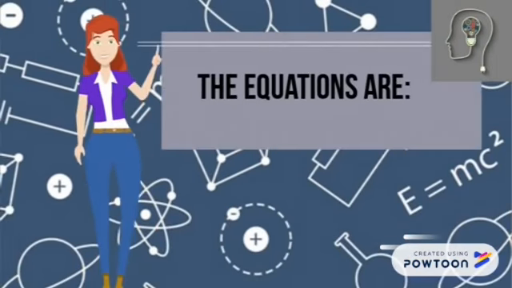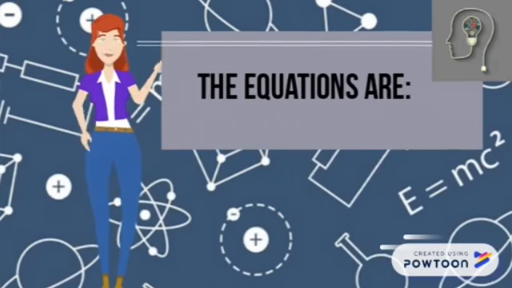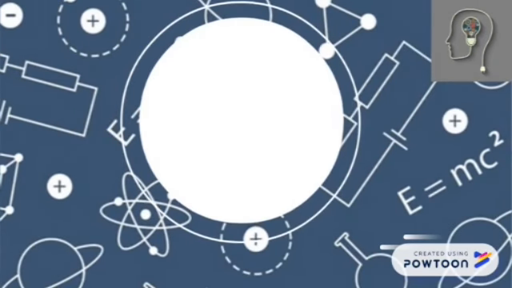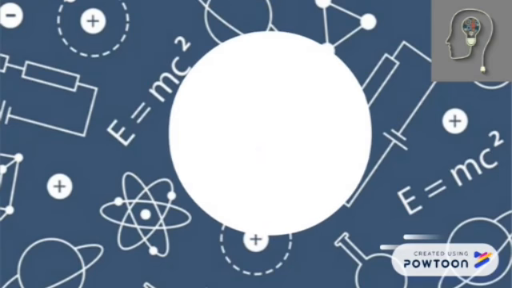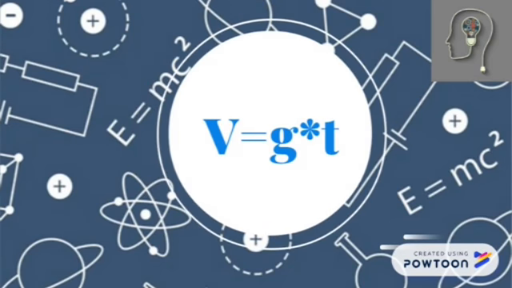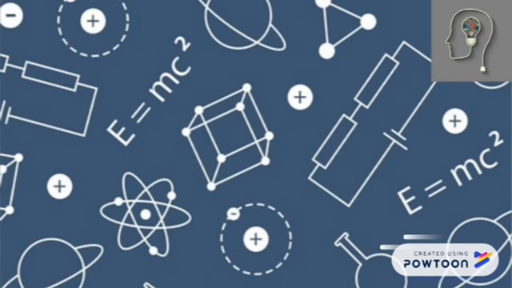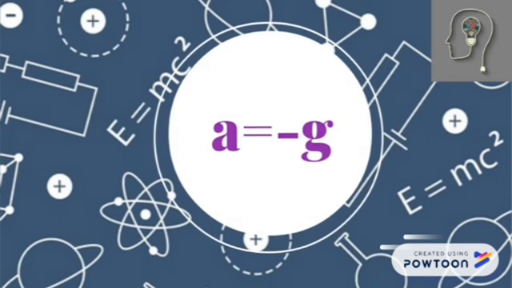So, let's start with the equations. y equals h minus 1/2 g t squared. v equals minus g t. a equals minus g.